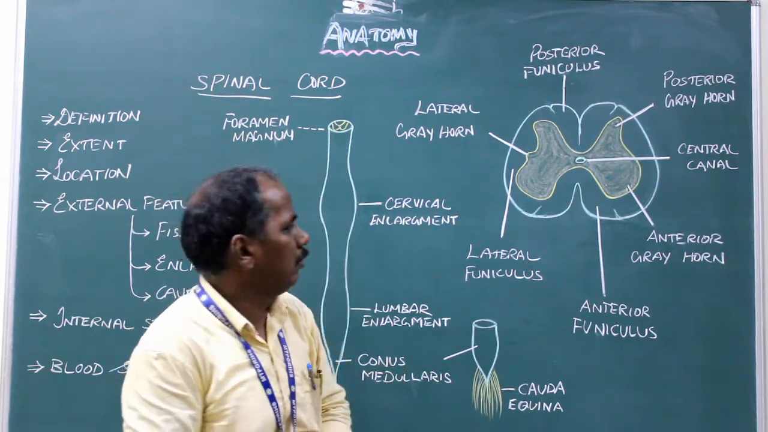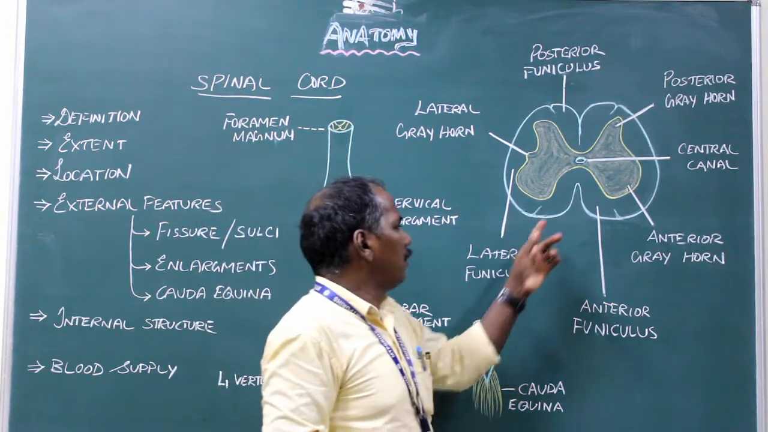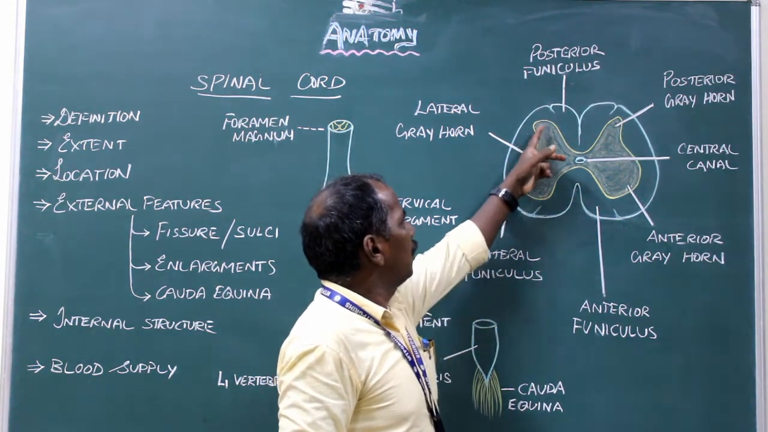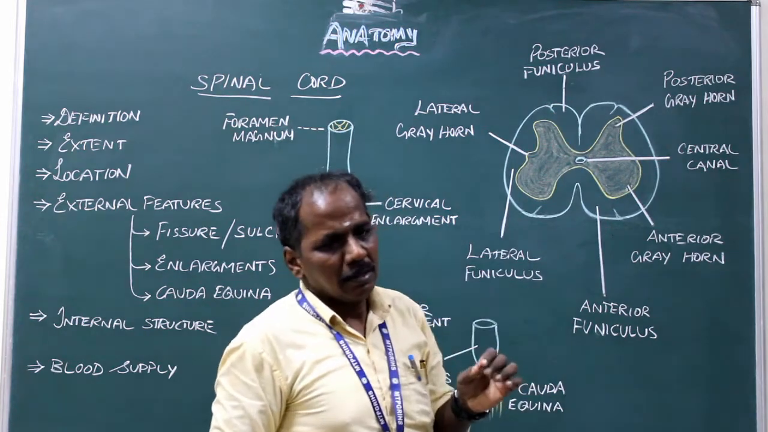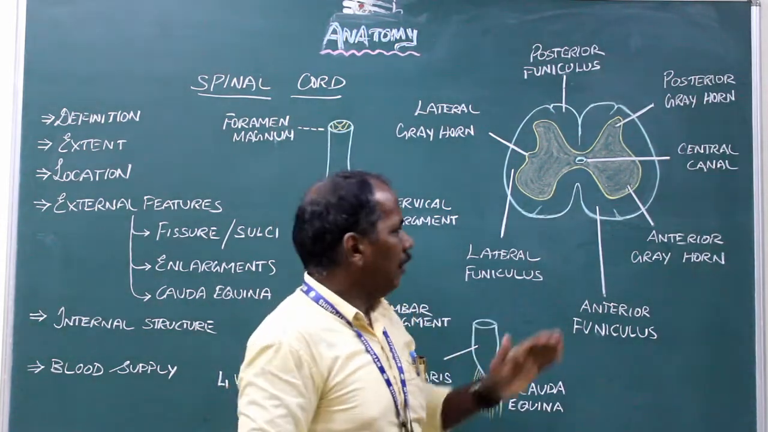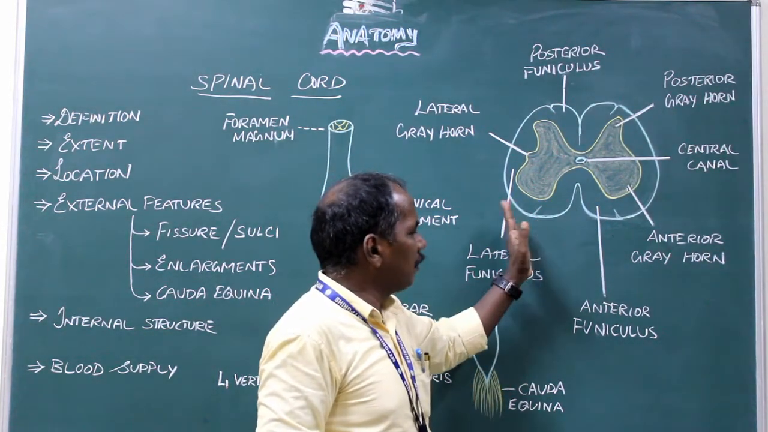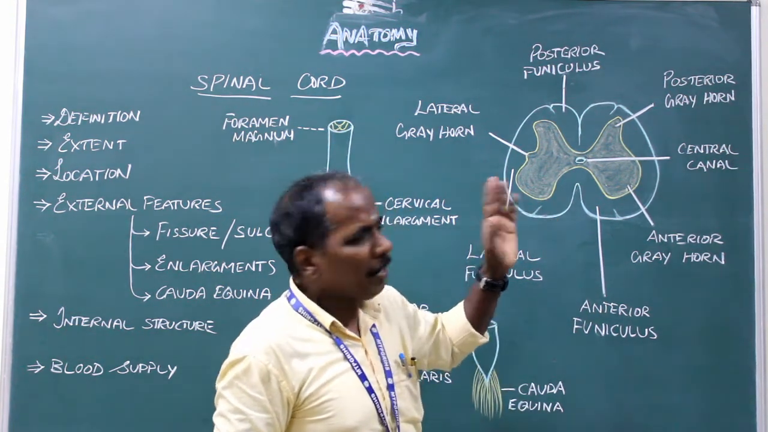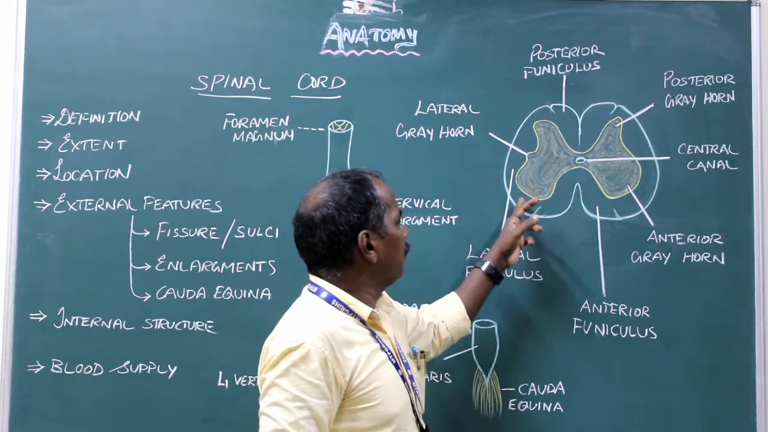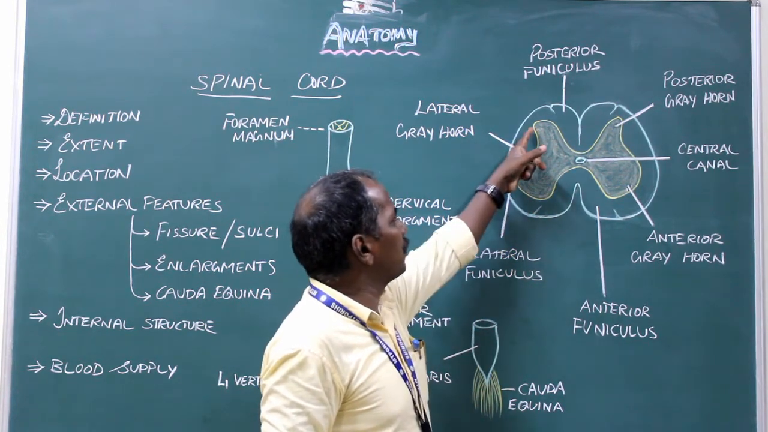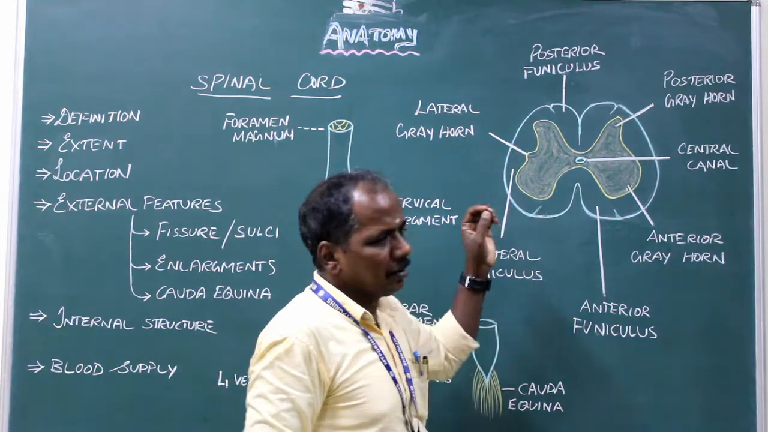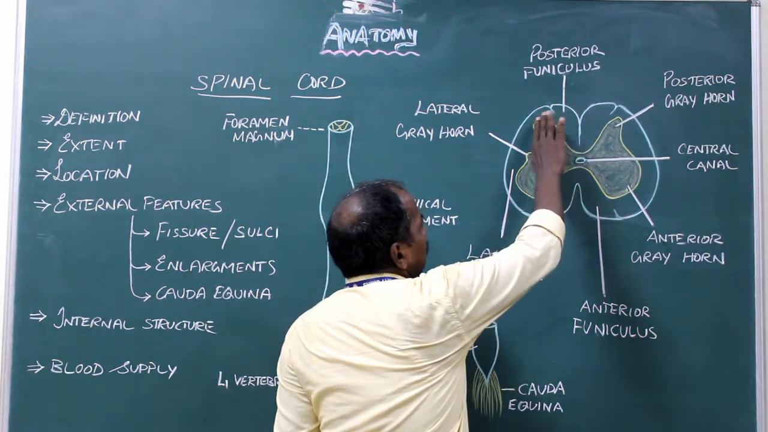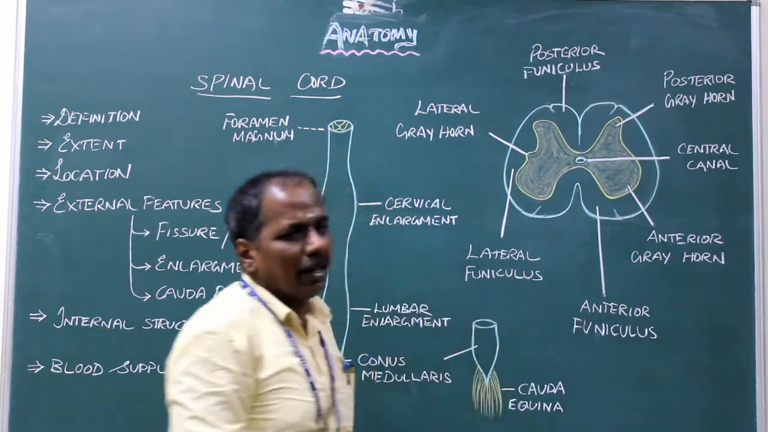White matter. It is divided into anterior funiculus, lateral funiculus and posterior funiculus. What is anterior funiculus? It is the part of the white matter present medial to the anterior grey horn. Lateral funiculus is the part of the white matter present between the anterior grey horn and the posterior grey horn. Posterior funiculus is the part of the white matter present medial to the posterior grey horn.